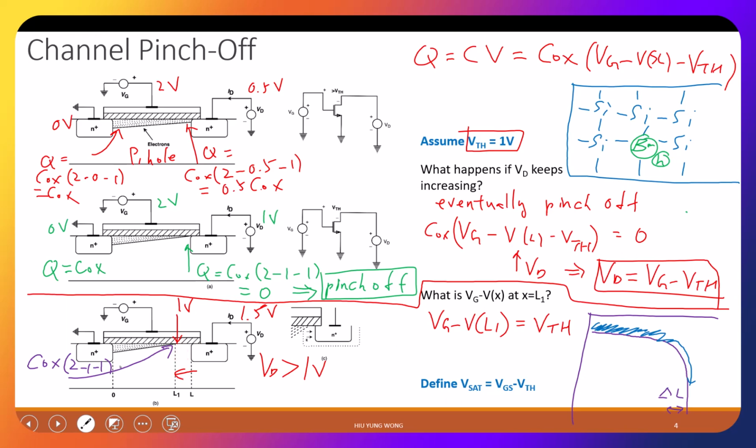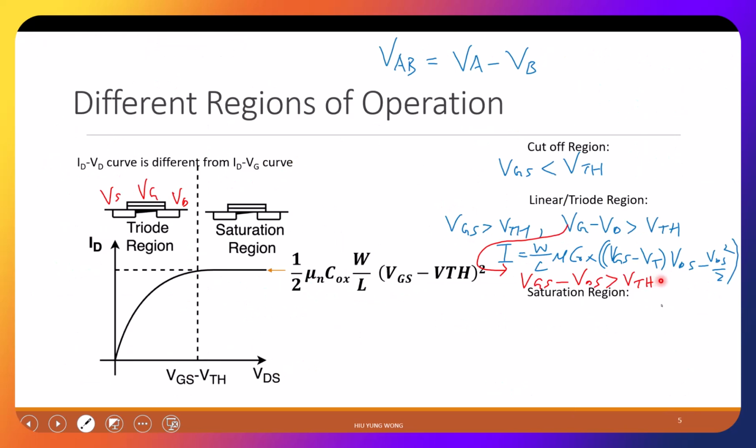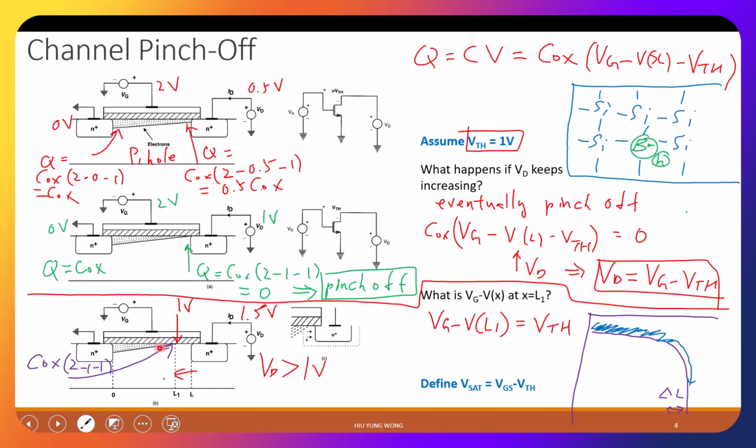Now, however, once we enter the pinch-off region, which we call saturation, what will happen? Think about this. I derived the equation for this one, so I can have the equation here. But once I pinch off, all it does is keep shifting the pinching region to the left. If you ignore the shifting, this one is exactly the same as this one. Do you agree with me?